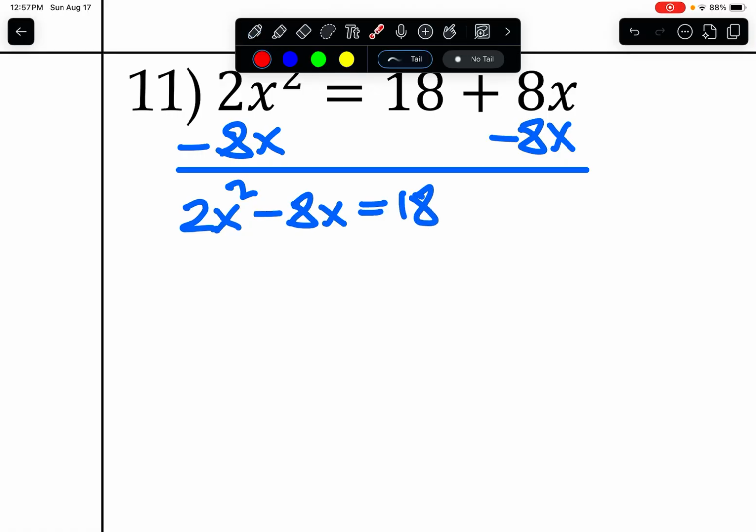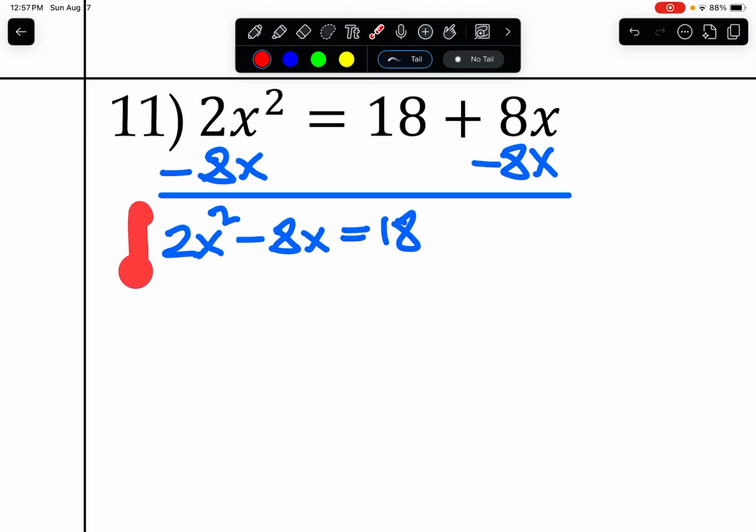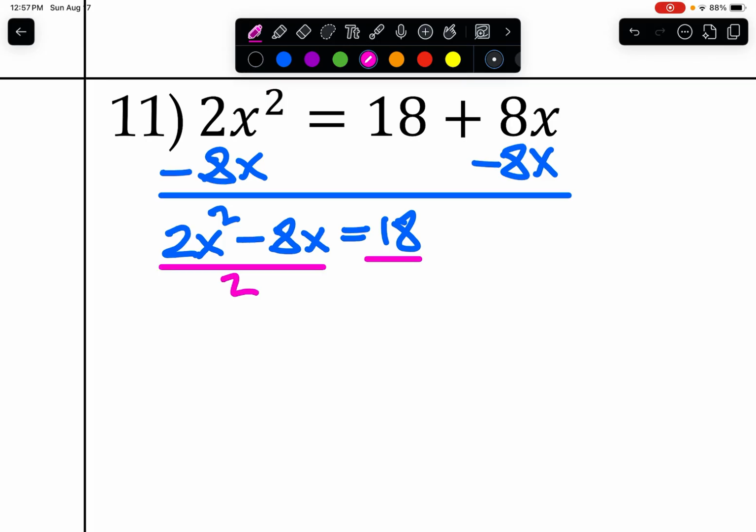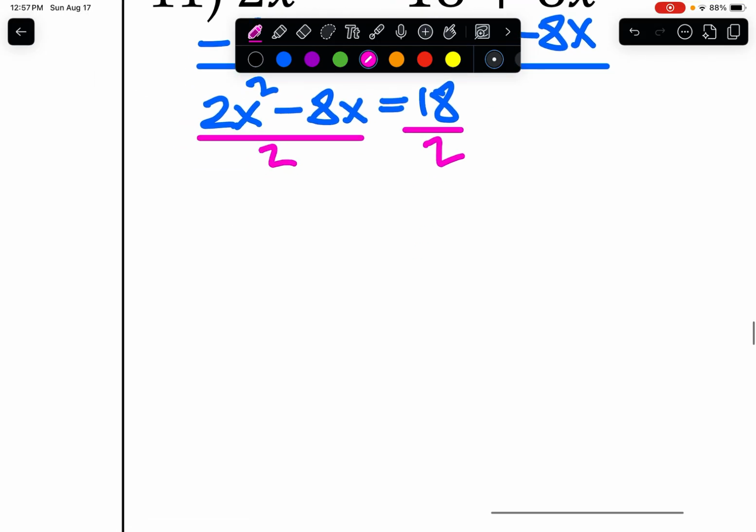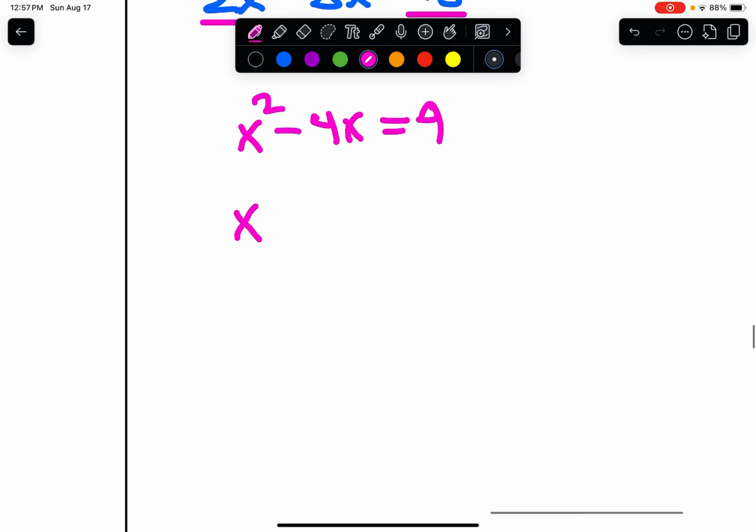And then another, I guess, issue or stipulation we have to follow is your a value needs to be a 1. Right now it's a 2. So what that tells me is I need to divide everything by 2 so that that a value can be 1. So that's going to leave us with x squared minus 4x equals 9. And then we're going to follow the same steps. So I'm going to leave a space to complete the square.